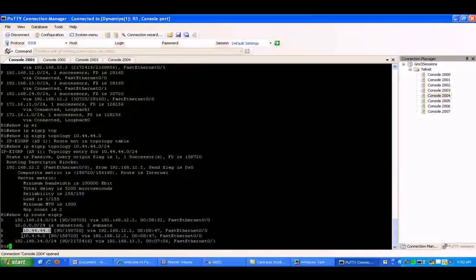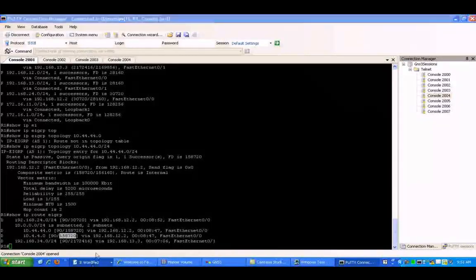Now the feasible distance is the total distance from router 1 all the way back to the loopback. The advertised distance is from router 2's perspective back, and the distance between router 2 and router 1 is added on, and that's how you get the feasible distance. To calculate the feasible distance, it's not too difficult. They're both the same for both loopbacks on router 4.